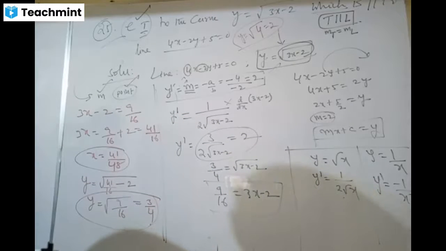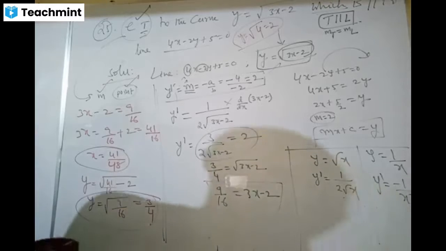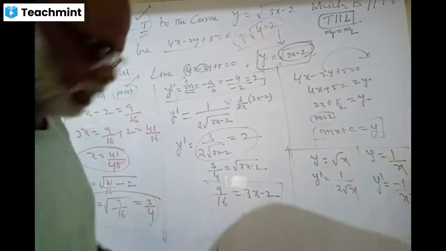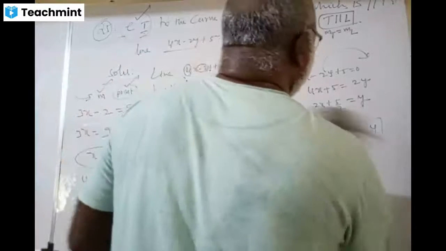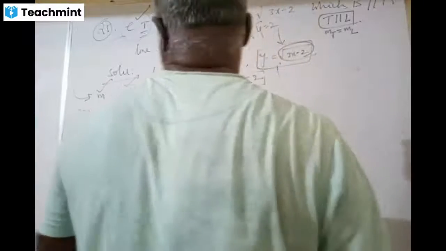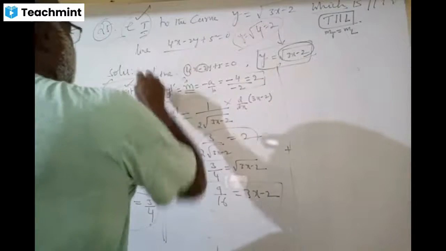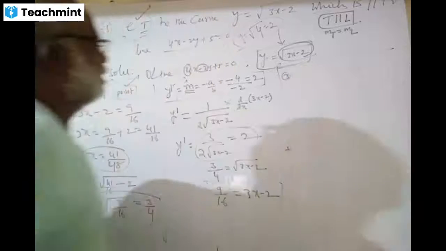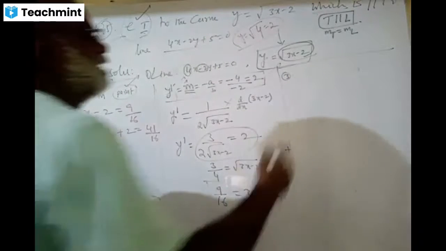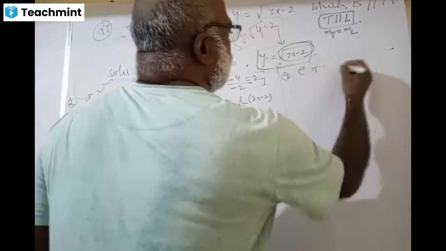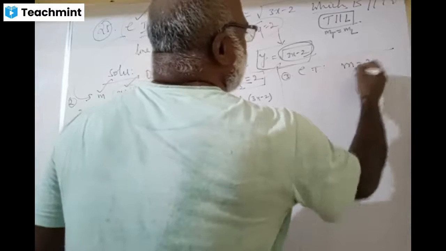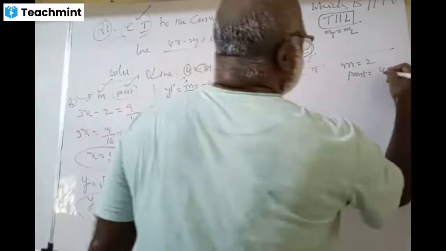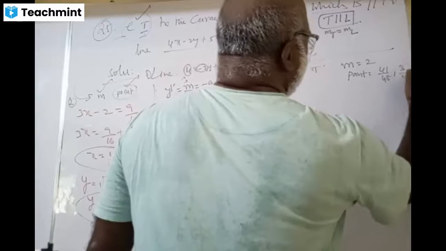Therefore, the point you got now, the slope is there, the point is there. Now you can find out the equation of the tangent. Number 1, number 2, number 3. What is number 3, dears? Equation of a tangent. To write the equation of a tangent, you know the slope and you know the point. What is the point, dears? 41 by 48, comma 3 by 4.